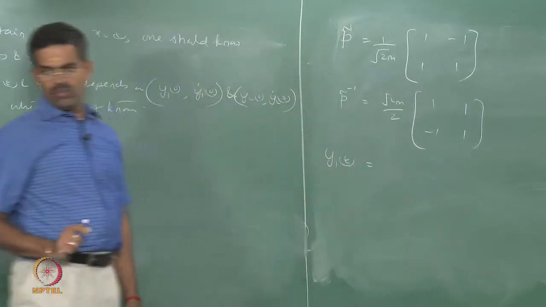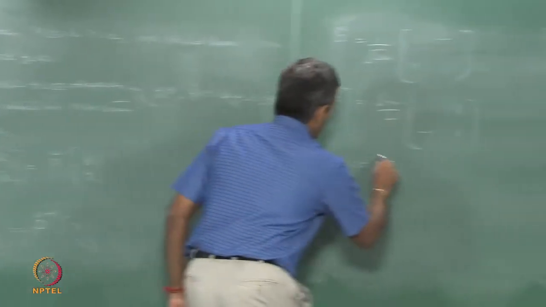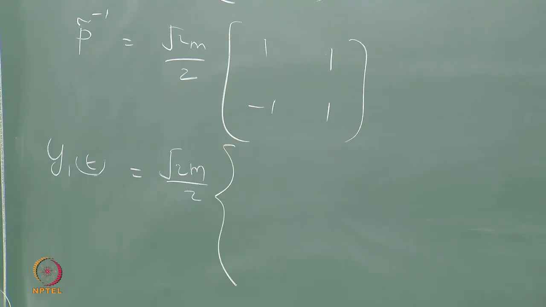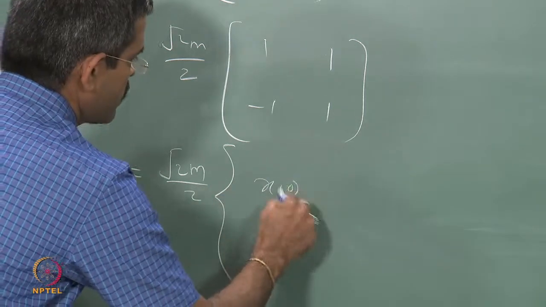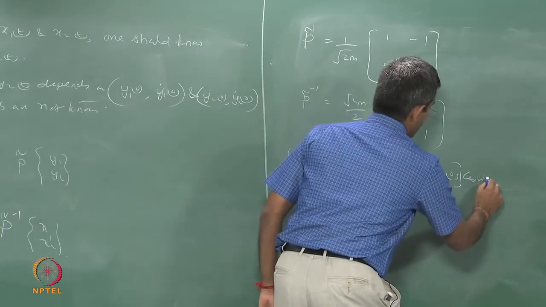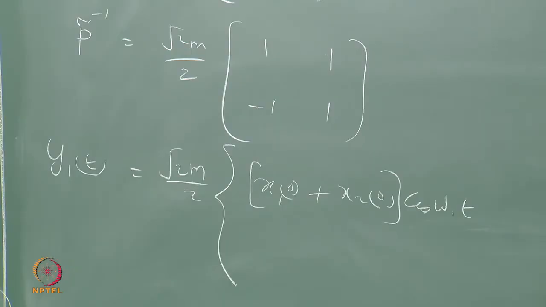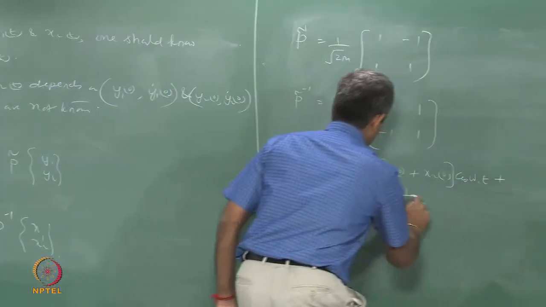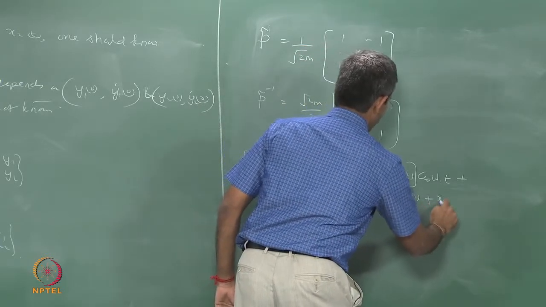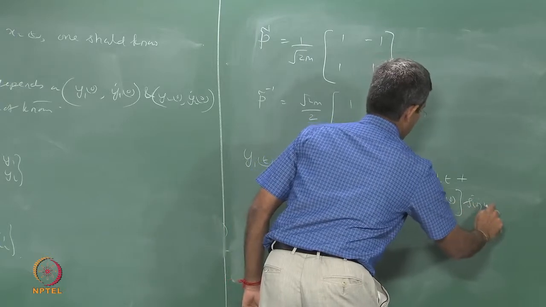y1 of t will be equal to root 2m by 2 of x1 0 plus x2 0 of cos omega 1 t plus 1 by omega 1 of minus x1 dot 0 plus x2 dot 0 of sin omega 1 t.